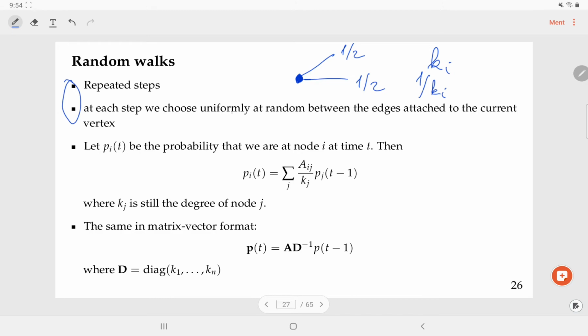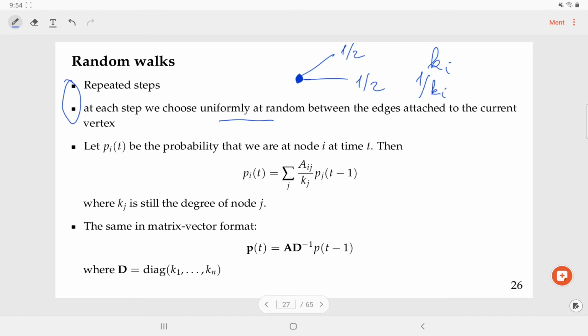Okay, so that is choosing uniformly at random. Now we can actually analyze this kind of thing. One more thing: how we do this random walk is that we assume that there is a clock which is ticking, and then at every tick, we choose from the edges which edge we should move on.